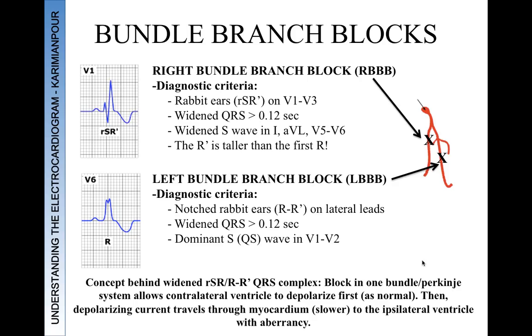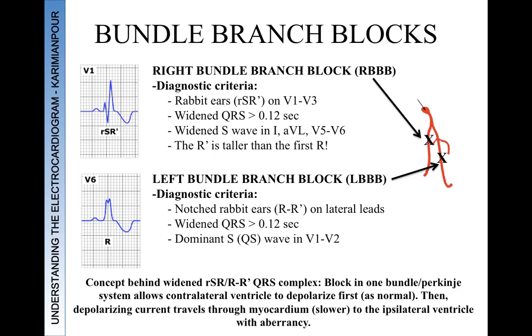Now, if you remember the bundle of His, as it approaches the septum, it divides into the right and left bundles. The left bundle also splits into the anterior and the posterior fascicles, as shown here in this image. This is the anterior fascicle and this is the posterior fascicle, and they provide essentially conduction to the septum of the heart. Again, the Purkinje fibers are given off the left bundle starting at the base of the heart and off of the right bundle at the apex of the heart.